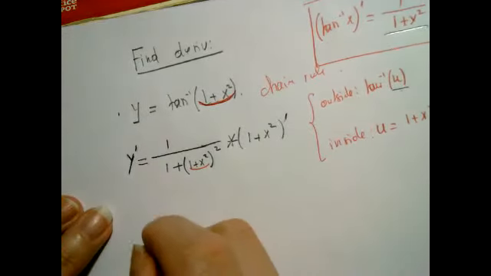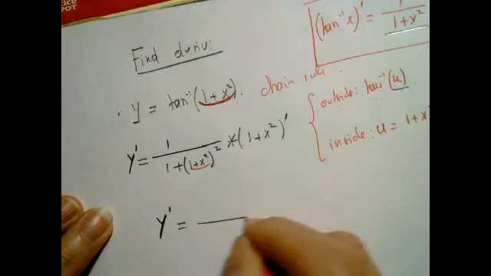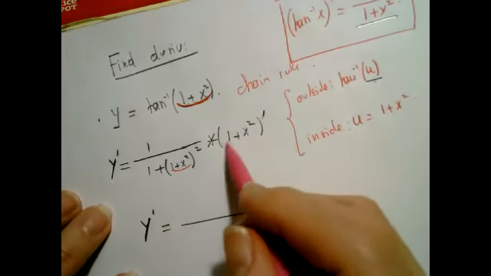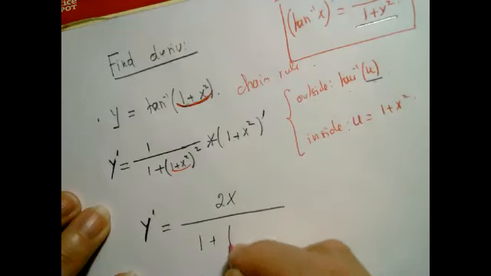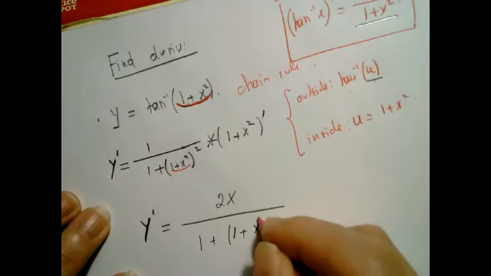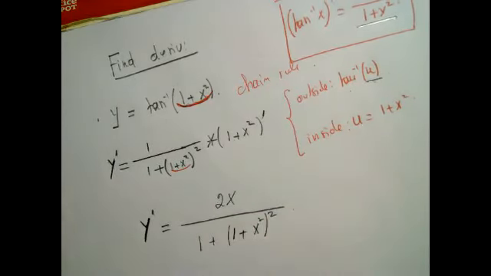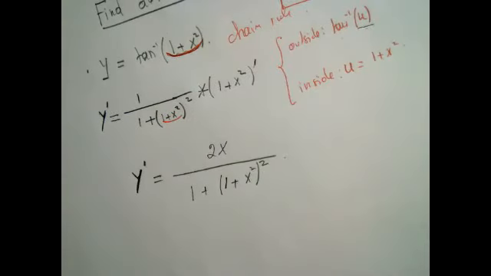So y prime equals, now we're doing what we've been doing for a long time. The derivative of 1 plus x squared is 2x. So y prime is 2x over 1 plus (1 plus x squared) to the power 2. Okay, so that's really my derivative here. Okay, let's try another problem.